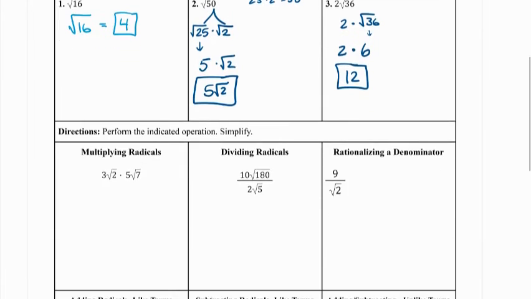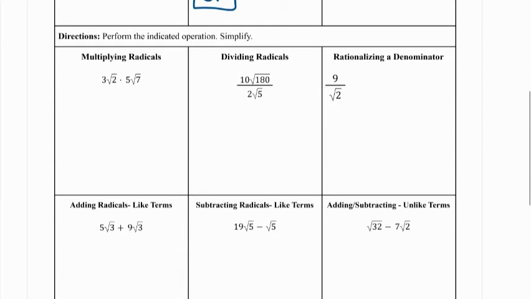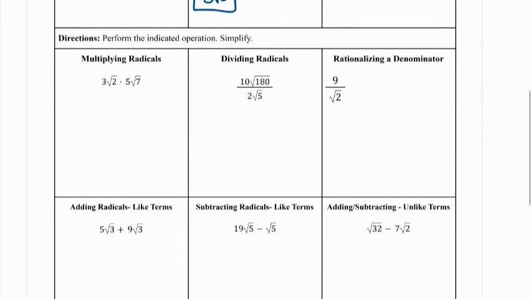Moving further down, we're going to work on multiplying, dividing, rationalizing, and then adding and subtracting. So first, we're going to look at multiplying. If you think about multiplication, the order doesn't really matter, so we could rearrange the order and do our whole numbers, 3 times 5, times our 2 square roots, square root of 2 times square root of 7. So the 3 times the 5 will get 15, and then our square root of 2 times our square root of 7 is the square root of 2 times 7, which is 14.